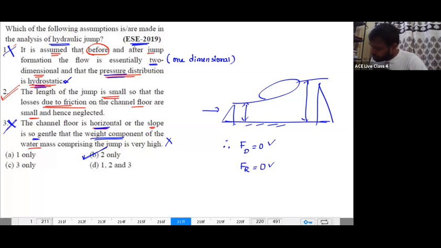They don't mention that point. Flow is one dimensional. Yes.